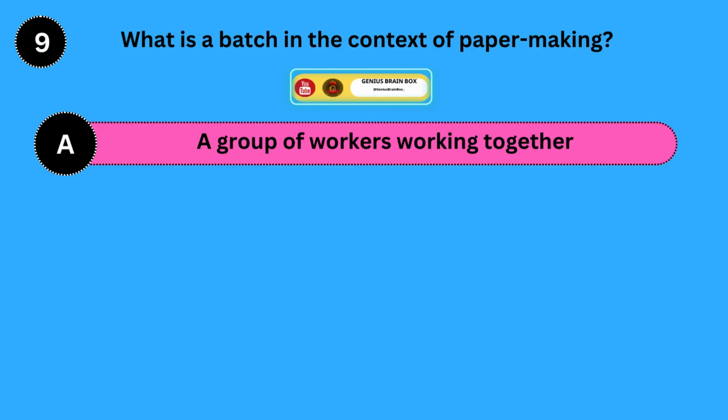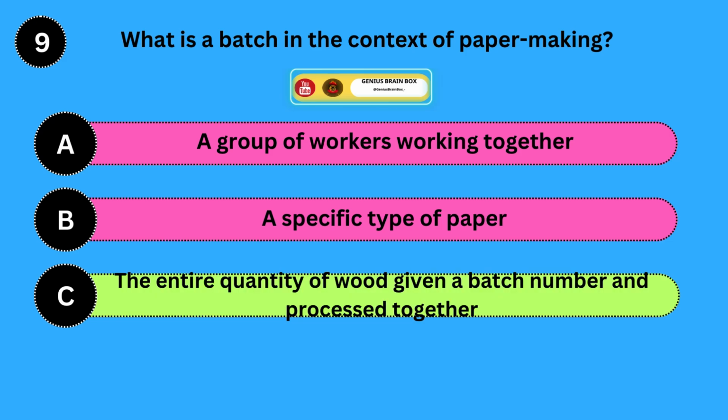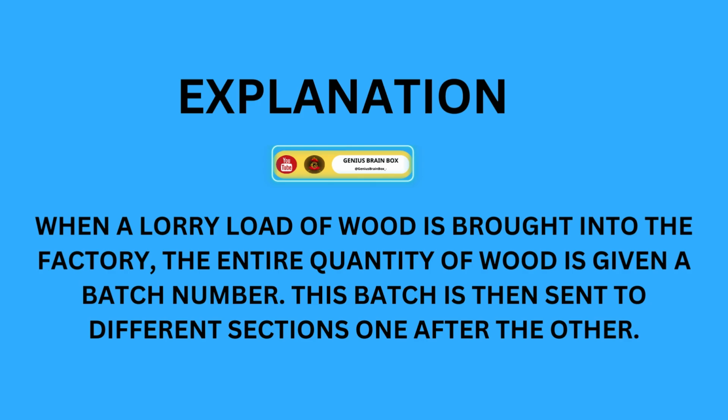What is a batch in the context of papermaking? Option A. A group of workers working together. Option B. A specific type of paper. Option C. The entire quantity of wood given a batch number and processed together. Correct answer is... Explanation. When a lorry load of wood is brought into the factory, the entire quantity of wood is given a batch number. This batch is then sent to different sections one after the other.